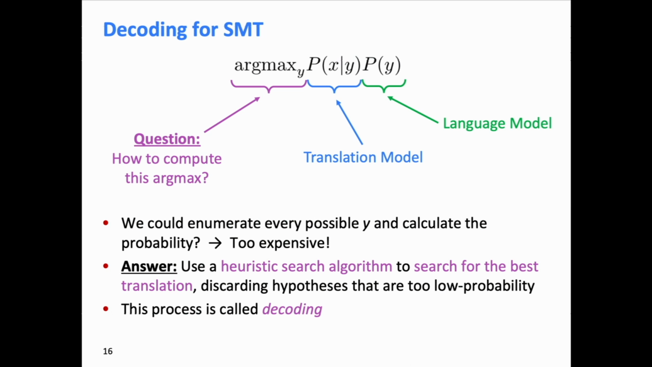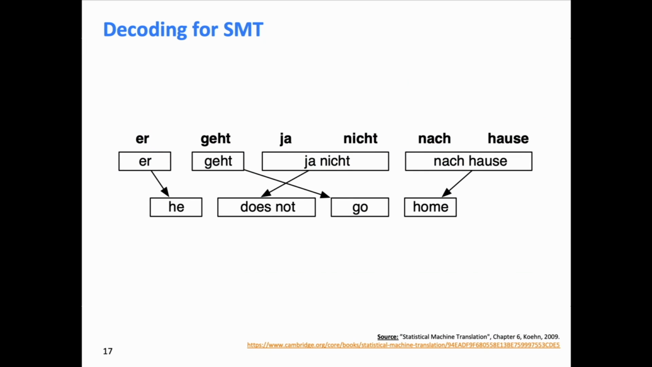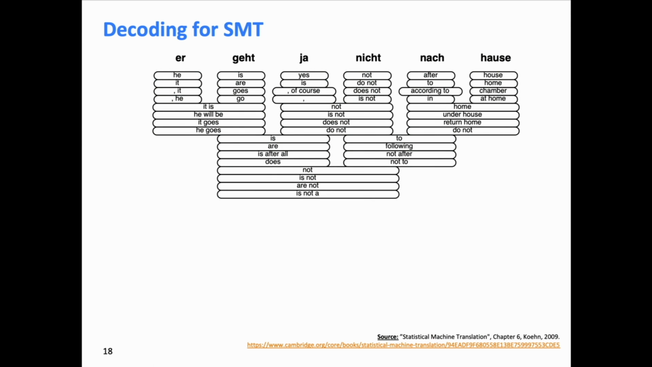So this process of finding your best sequence is also called decoding. So here's an overview of how that works for SMT. This is an example where you have this German sentence that translates to, he does not go home. And you can see that there's some kind of phrase-to-phrase alignments here. So an overview of how this decoding would work in SMT is that you consider lots of different hypotheses for how you might translate these individual words, and then you build it up to consider how you might translate individual phrases, and the phrases get bigger.